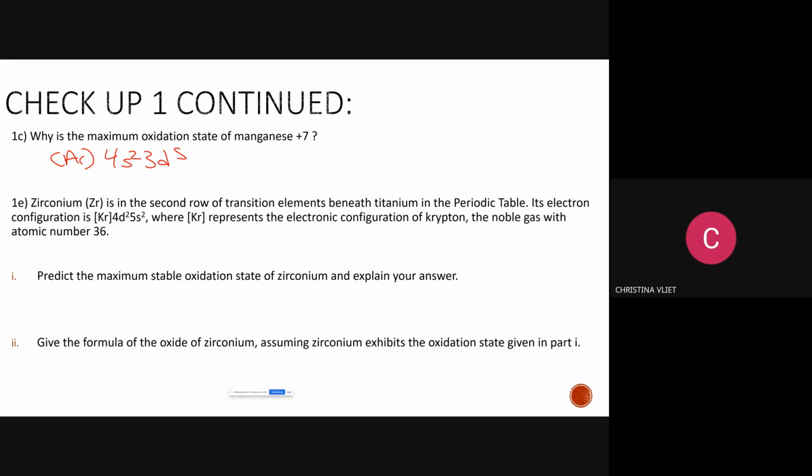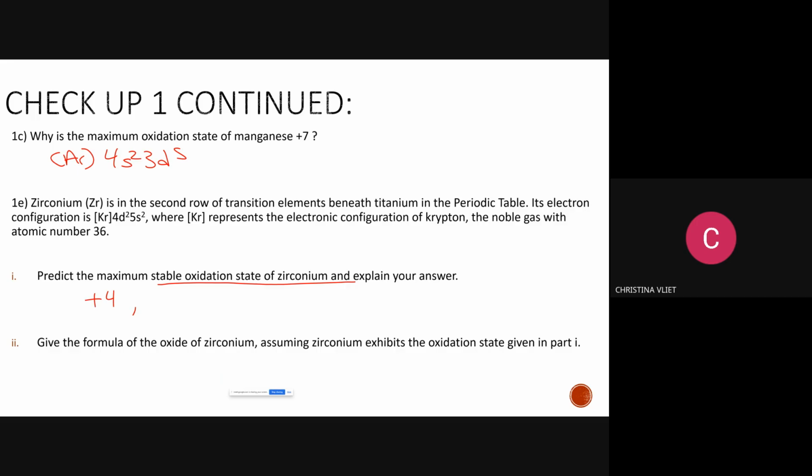Zirconium is in the second row, below titanium. What do you think its maximum stable oxidation state is, and why? Maximum stable oxidation state of zirconium. +4. It's +4 because that's how many accessible s and d electrons we have going to zirconium. 1, 2, 3, 4. 5s, 4d. Periodic table predicts it all.